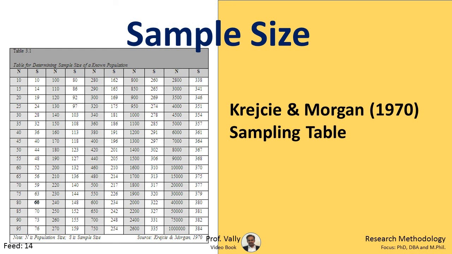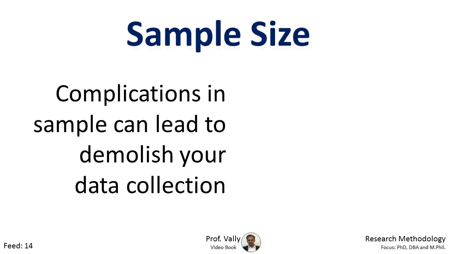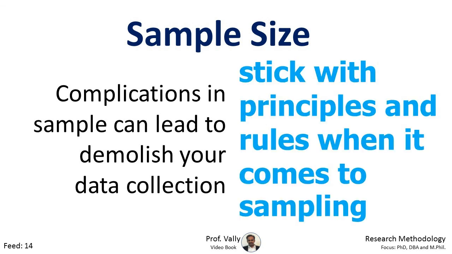In this table, N represents population and S represents sample size. So if your population is 80, then your sample size should be 60. If your population is 40,000, then your sample size should be 380. Make it as simple as it looks. Complication in sampling can demolish your entire data collection. So remember to stick with principles and rules when it comes to sampling.